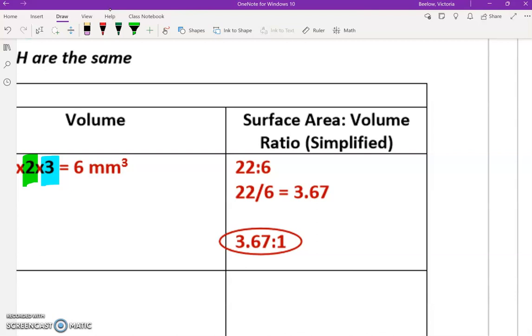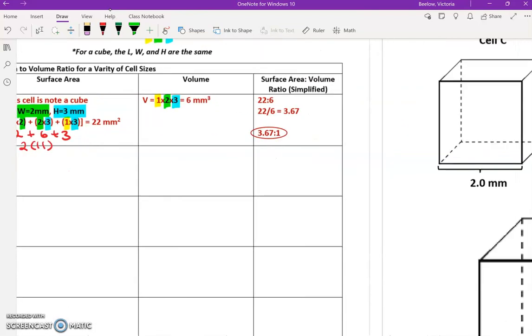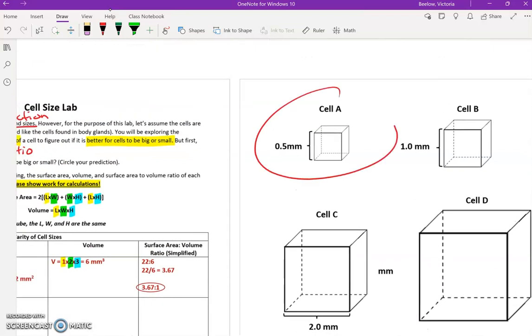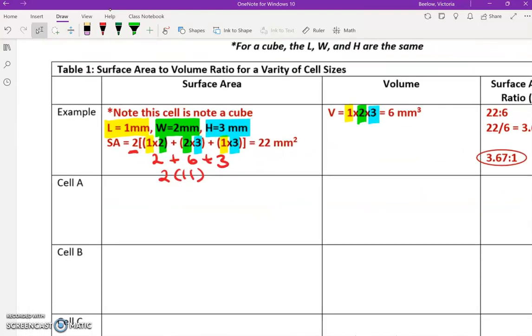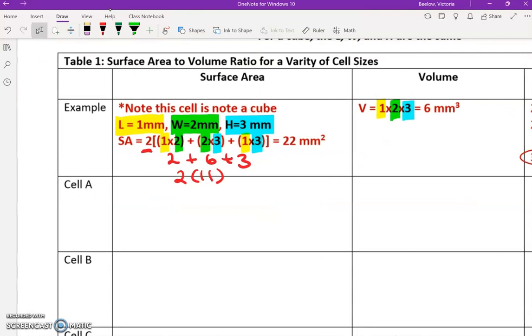So when we're talking about the surface area to volume ratio, there's about 3.5 times the surface area in comparison to the volume. So I'm going to get you started with cell A. So here is cell A. The length, width, and height will be 0.5 millimeters. Technically, it should be in micrometers because we're talking about cells, which is really small. But let's say, just for the purposes of this lab, we're going to say millimeters.